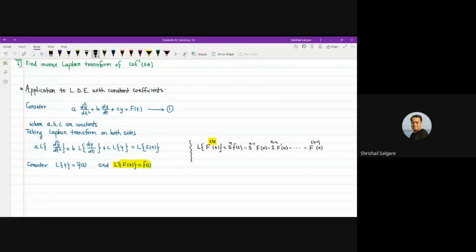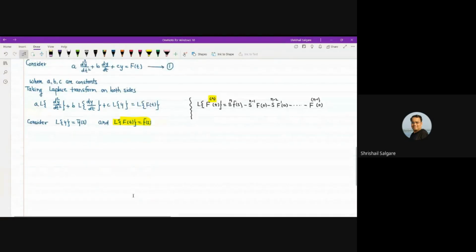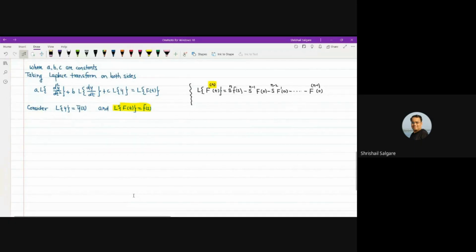Do you remember learning this result? Say yes or no at least. I think this result you have studied, na? Laplace transform of derivative.